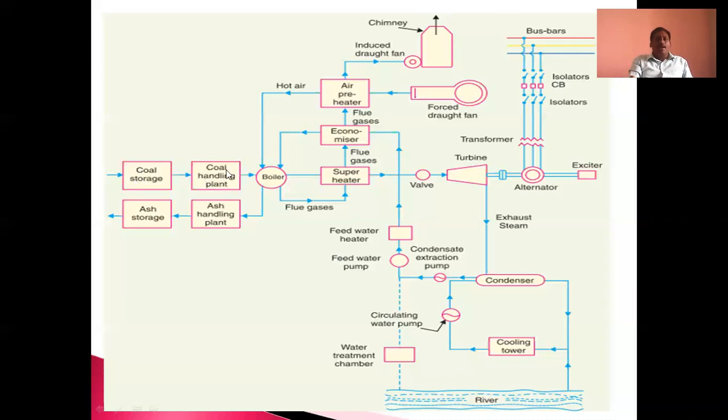After that, coal handling, after which is the boiler. These are called flue gases. This is the superheater. This is the economizer. This is the air preheater. And this is the induced draft fan. This is a chimney. This is a forced draft fan. This is a turbine, or steam turbine. This is the alternator. This is the exciter. This is the bus bars. These are isolators. CB means circuit breaker, isolators, transformer.